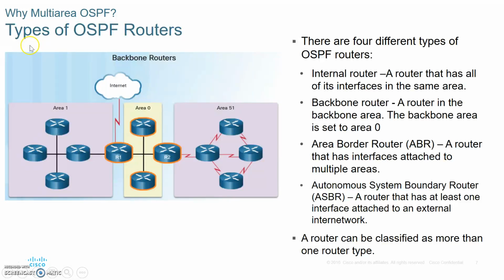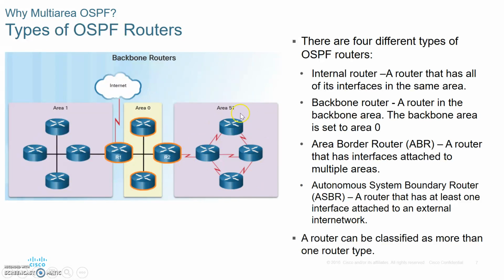Now we'll look at the different types of OSPF routers in a multi-area OSPF. The first one we have is the internal router. An internal router is a router that has all its interfaces connected in the same area. So in this case, these four routers are internal routers because all their interfaces are connected to area 1.